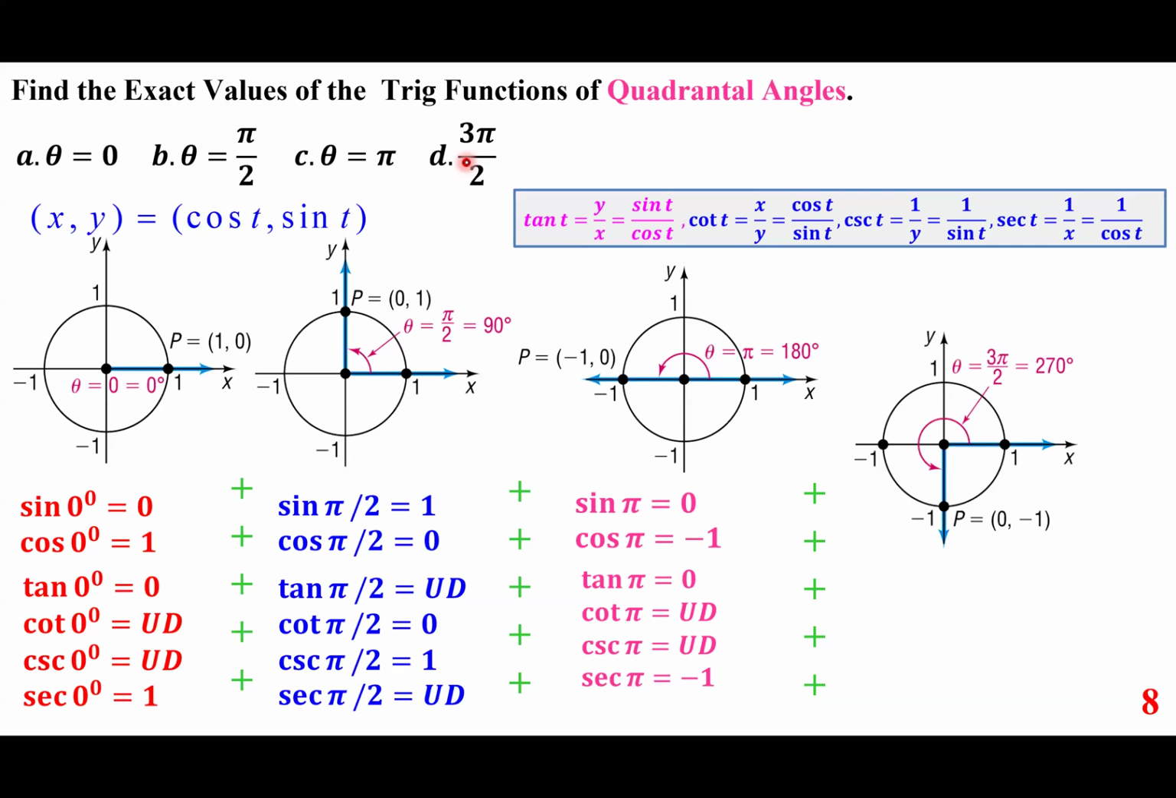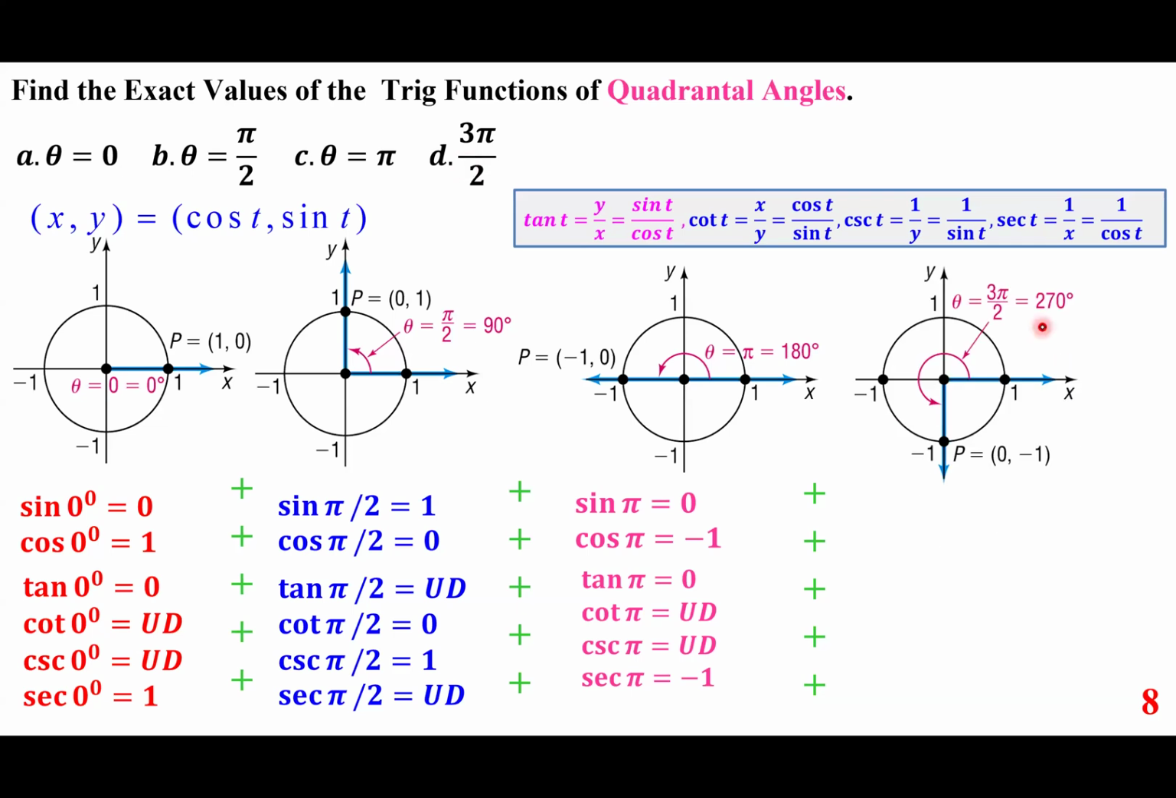Finally, 3 pi over 2, which is also the same as 270 degrees. P has coordinates (0, -1). Again, 0 is cosine, -1 is sine. So sine of 3 pi over 2, or 270 degrees, must be -1, whereas cosine must be 0. And so what is tangent? Tangent is sine over cosine, -1 over 0, again undefined, and the rest of them follow as well.